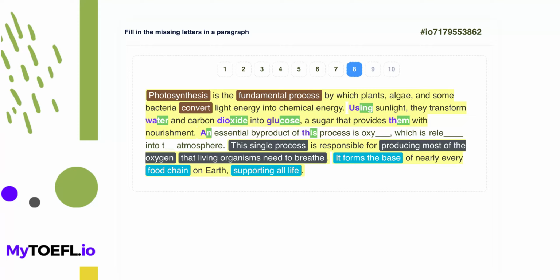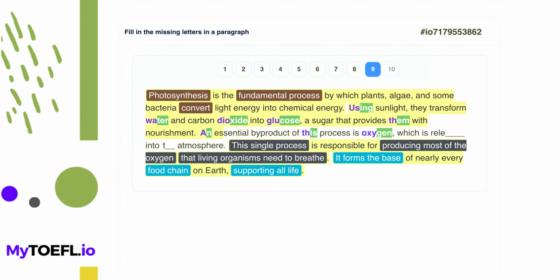Now for the eighth blank, identifying the byproduct. An essential byproduct of this process is blank, which is. The question provides the letters O, X, and Y and contains three missing spaces. The text says this byproduct is something living organisms need to breathe. We already read about this in the fourth sentence. The context and the starting letters point to the gas essential for respiration. The word is oxygen.